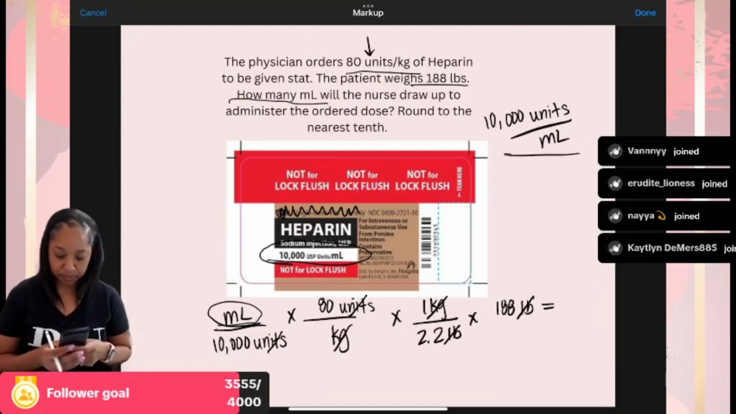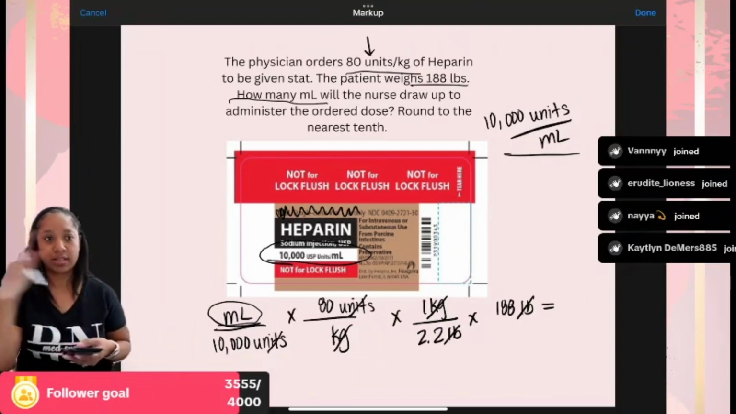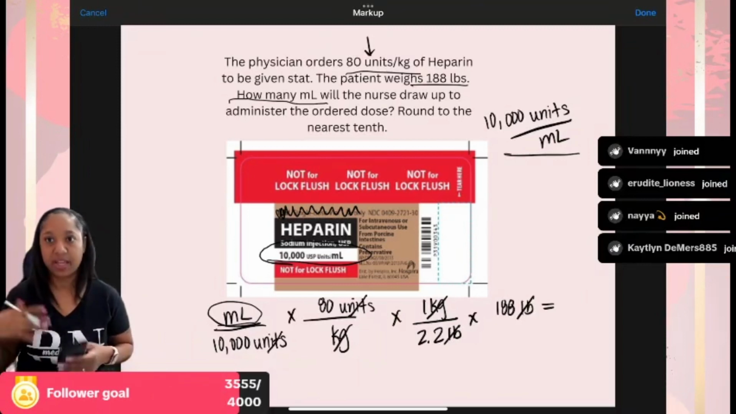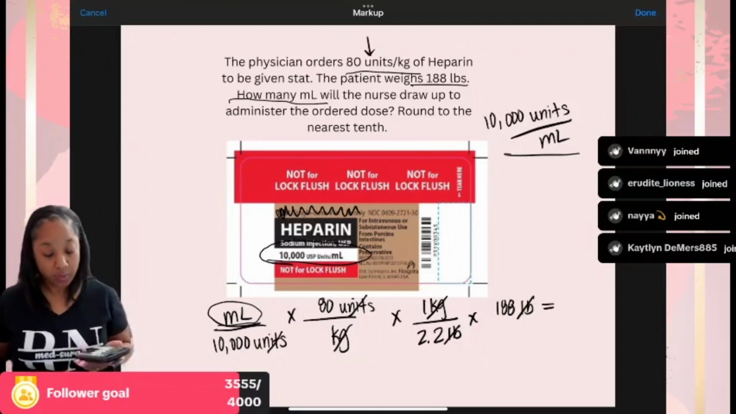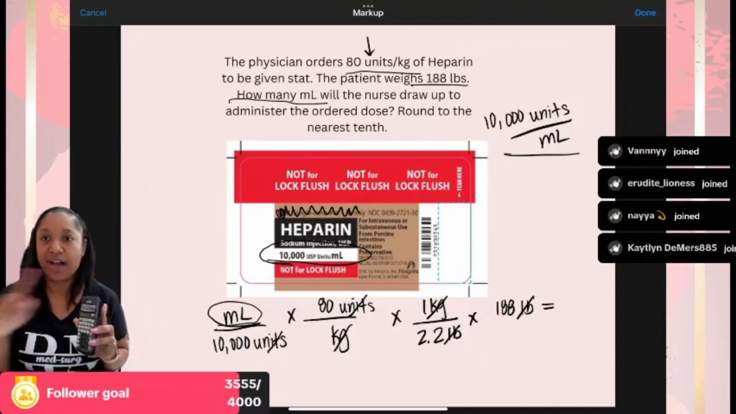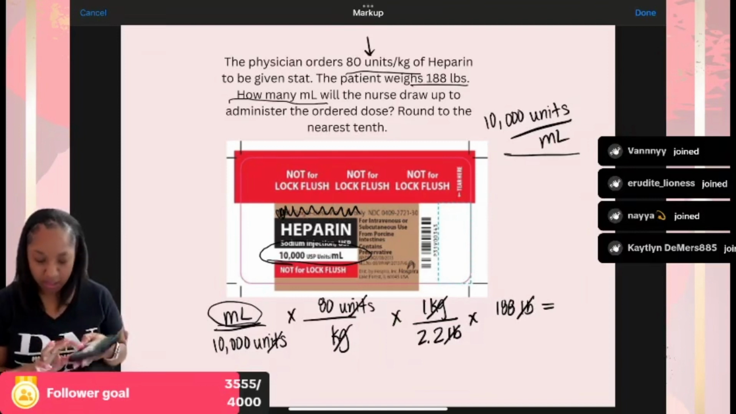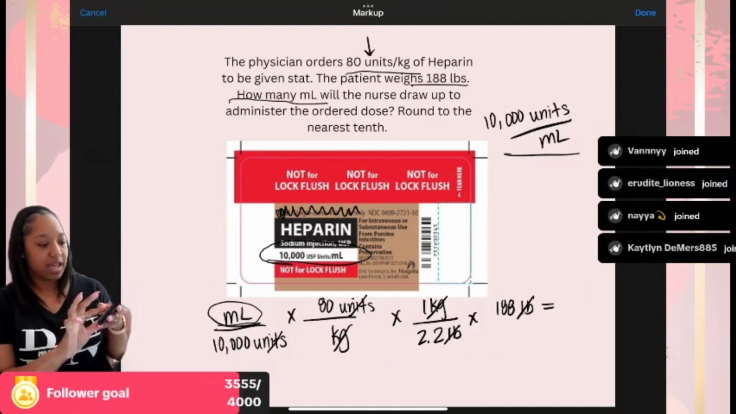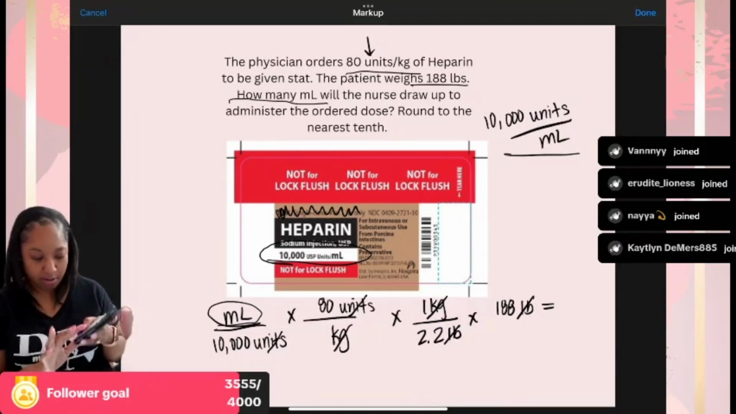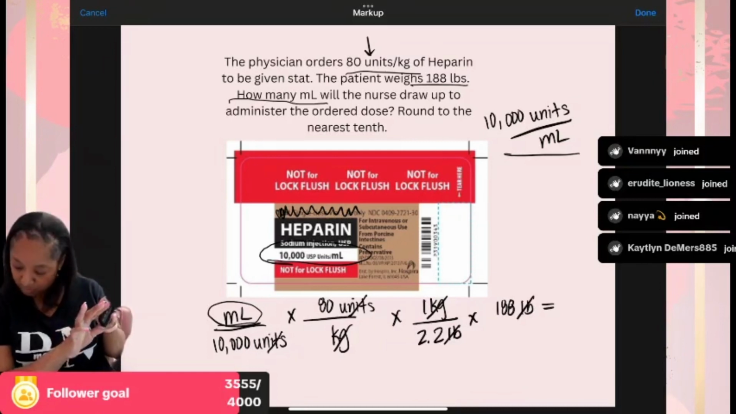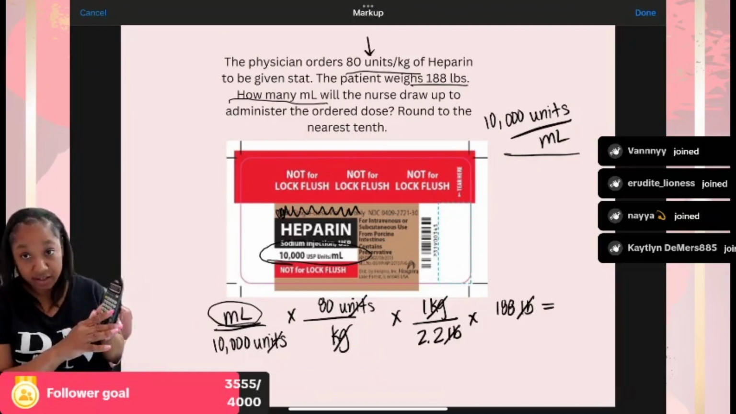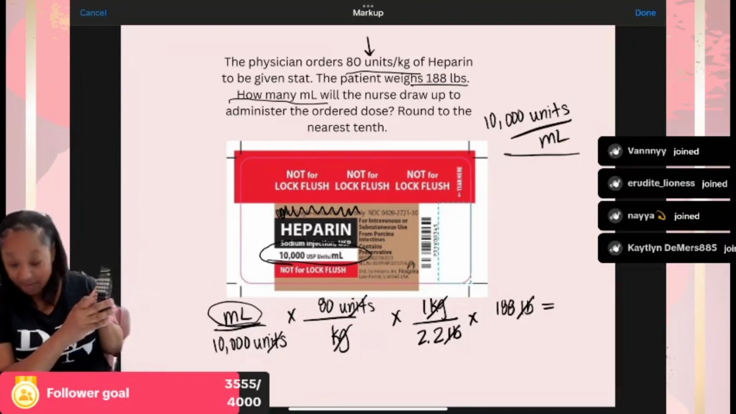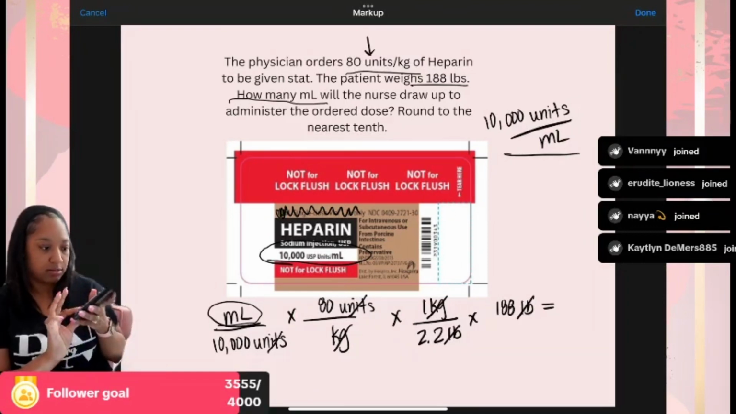So we multiply across the top, multiply across the bottom, and divide. If you're using a calculator, put in all your values across the top: 80, not 800, 80 multiply 188. That's it at the top. Hit divide. Don't hit enter, you hit divide. Divide 10,000.